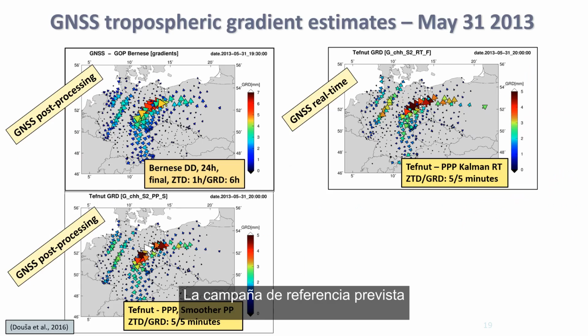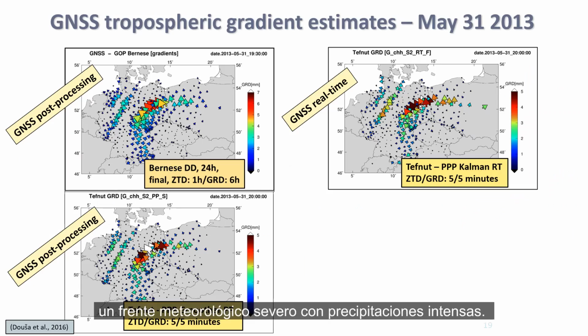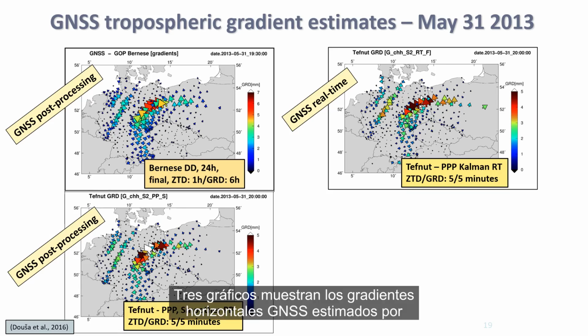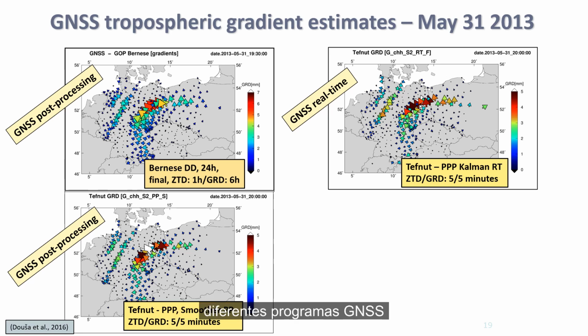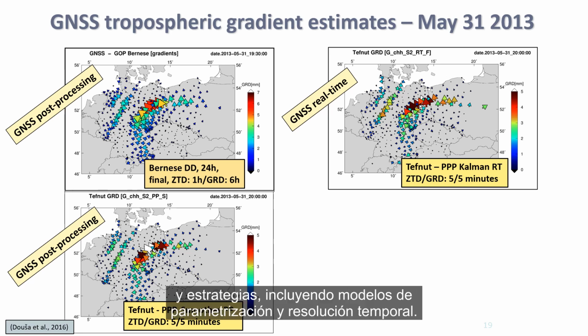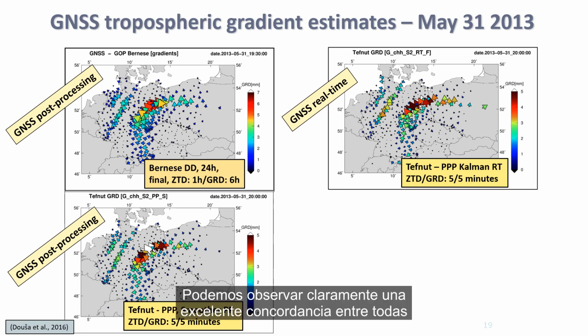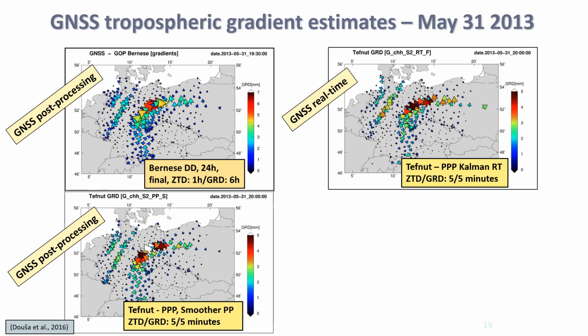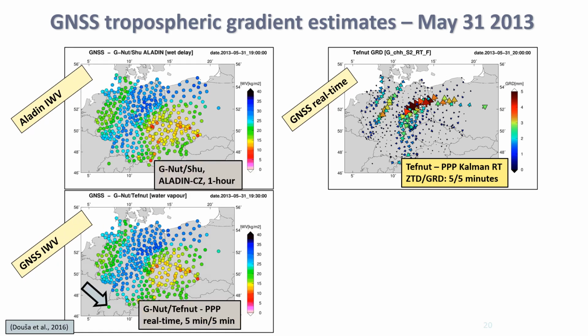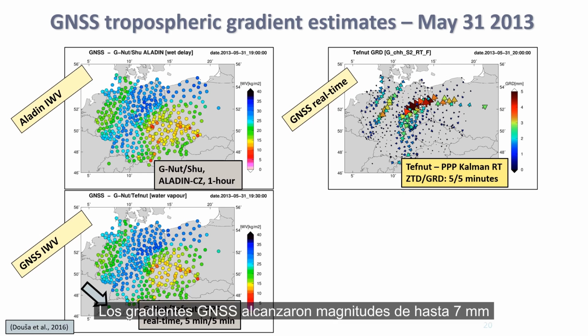The benchmark campaign included several weather fronts with heavy precipitation. Three plots showed GNSS horizontal gradients estimated by different GNSS software and strategies, including parameterization models and time resolution. We can clearly observe an excellent agreement among all the solution variants during this very specific event. GNSS gradients reached magnitudes up to 7 mm, pointing towards increased water vapor.